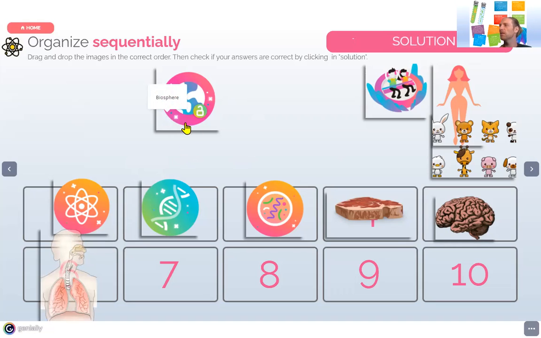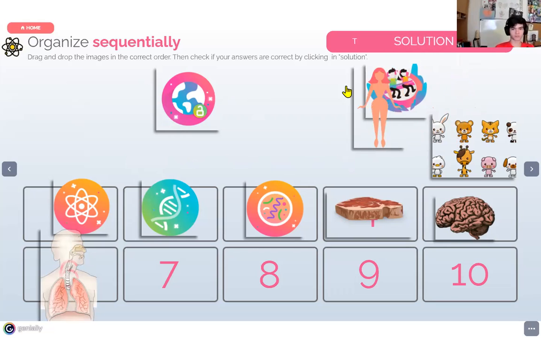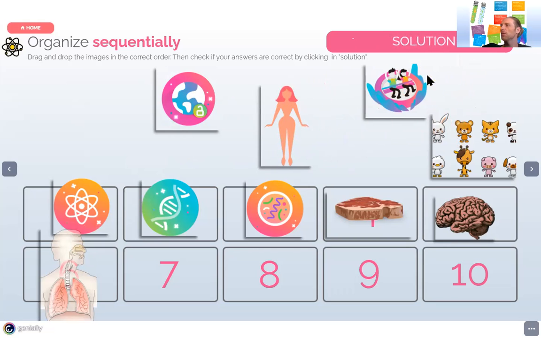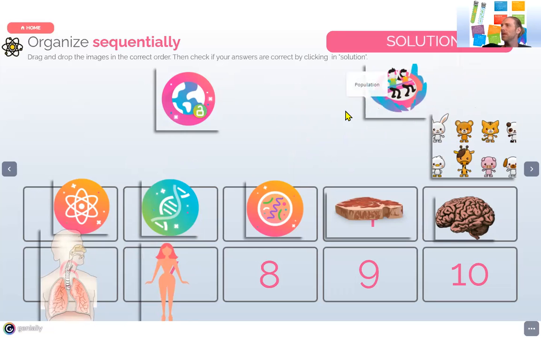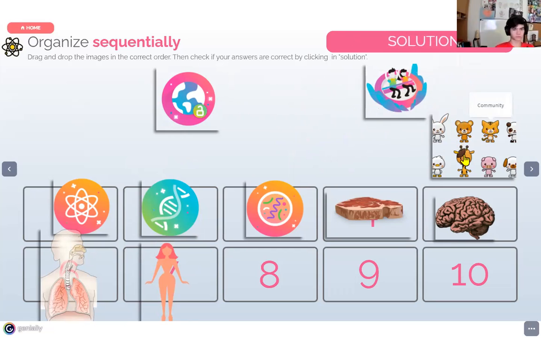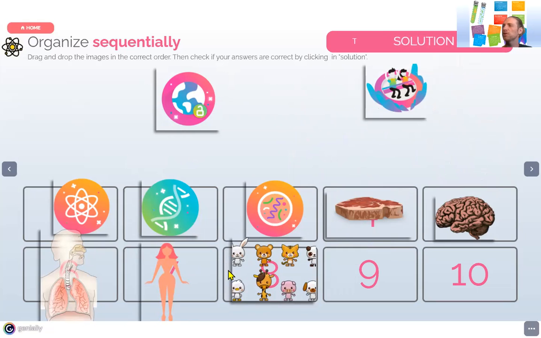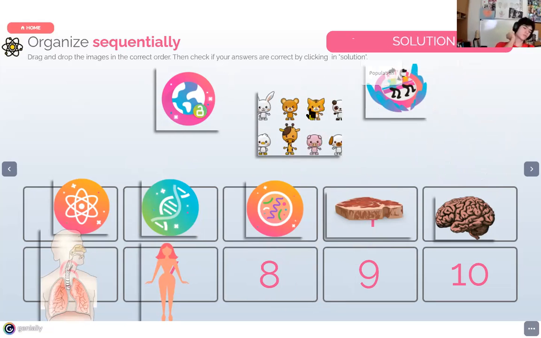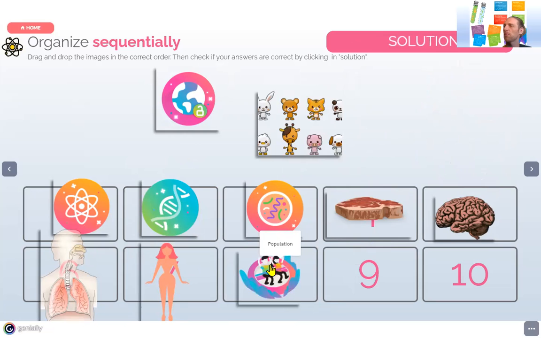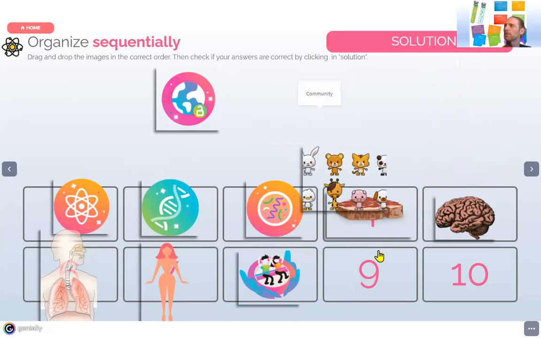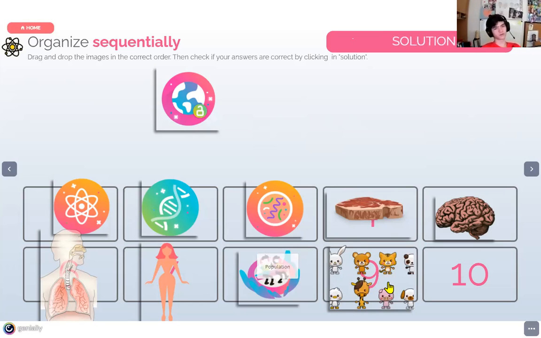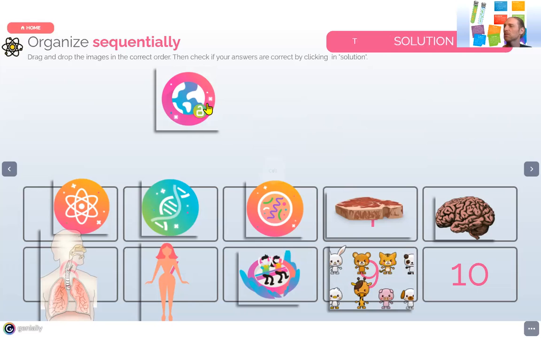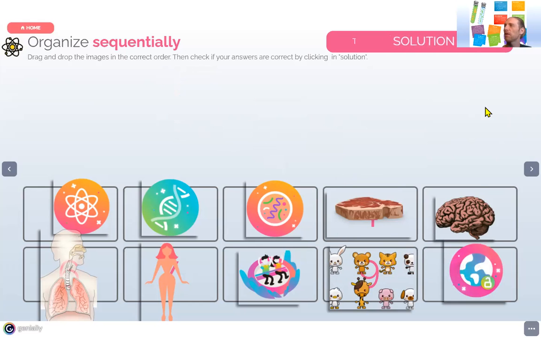Then number 7. Then the multicellular, human or multicellular organisms. Okay, so I get the girl here, right? Then population. Okay, the little cats. So you can see here it's a population because it's rabbits. No, that's community. Yes, okay, of course. Sorry, population. Then community. Then the biosphere, which is all life on planet Earth.